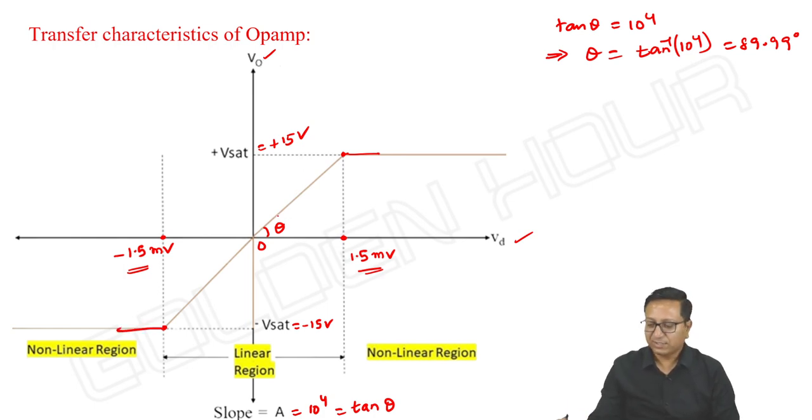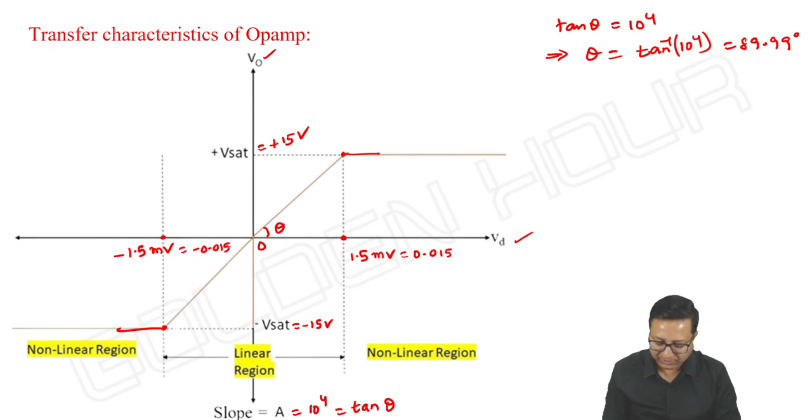Everything is fine. The theta value, if you calculate, comes to 89.99 degrees, meaning it is almost like a vertical line. But here I showed it like some 45 degrees angle, slope is 1 like that. But it is extremely high. And here, 1.5 millivolt, if you observe the value, is very close to 0. It is nothing but 0.015 volt. Is it not close to 0? And minus 1.5 millivolt is equal to minus 0.015 volt. It is also very close to 0.